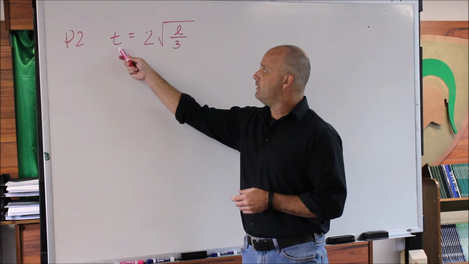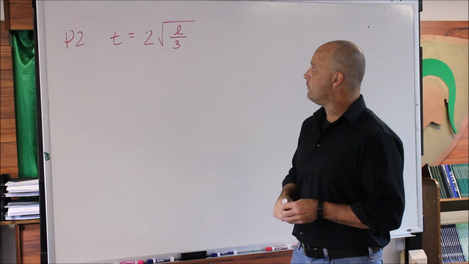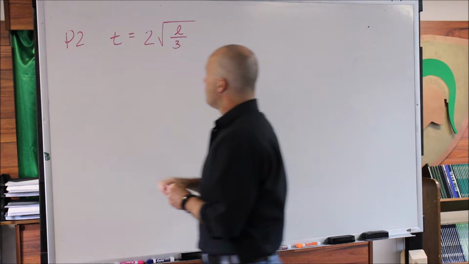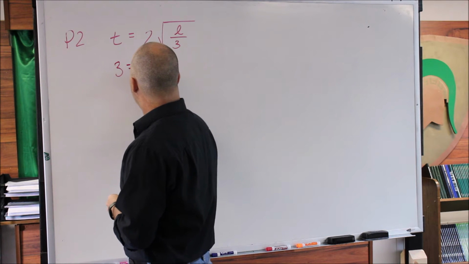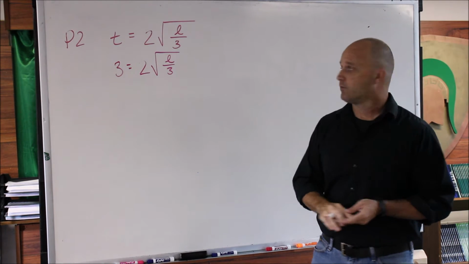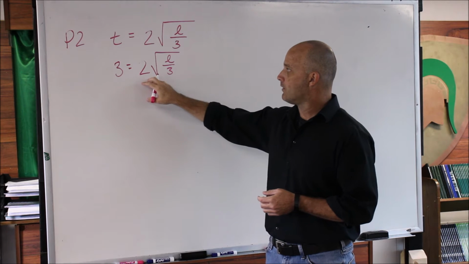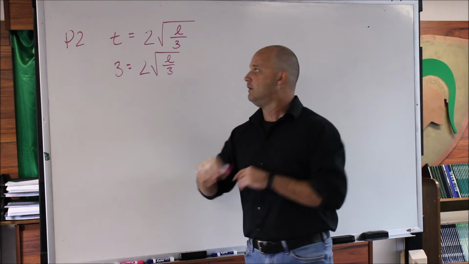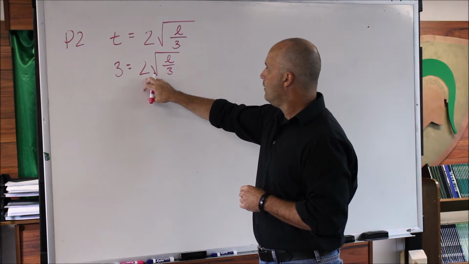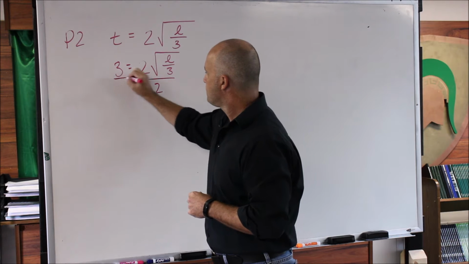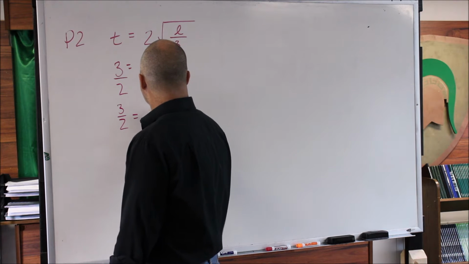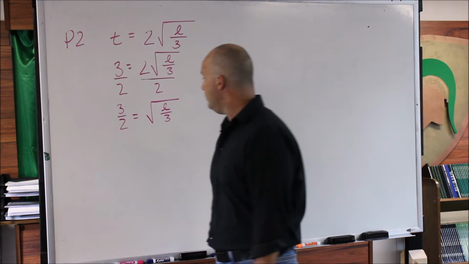So what we're given is t equals 2 times the square root of L over 3. And we're told that t is equal to 3. So what we're going to do is change this t to a 3, and then we need to solve for the L. The first thing that we're going to do is work outside of the radical to get rid of anything that's on the outside of it. So since we've got a 2 over here, we want to divide by 2. And so we're going to get 3 over 2 is equal to the square root of L over 3.